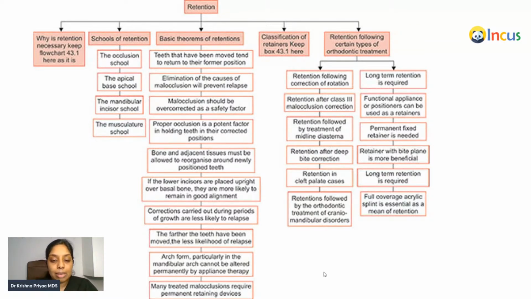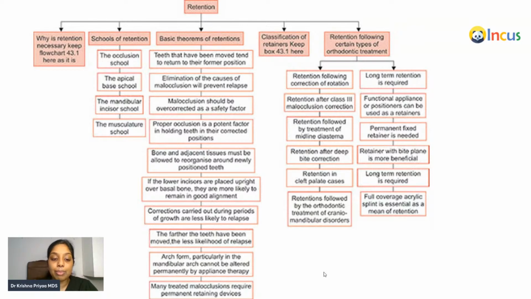If the lower incisors are placed upright over the basal bone, they are more likely to remain in good alignment. So this covers the mandibular incisor principle. Lower incisor is of utmost importance because in lots of analyses you would always think about the lower incisor angulation.